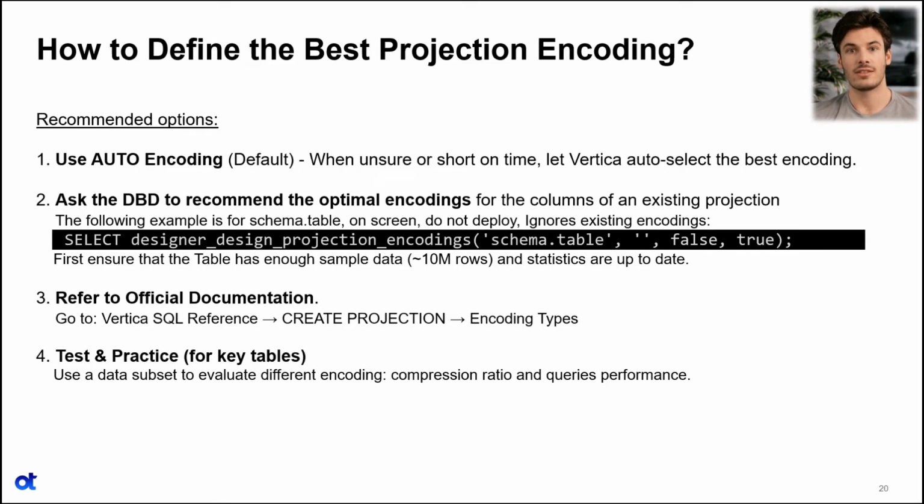Make sure you specify false in the right place to ensure DBD does not deploy it, as this is for evaluation only. Consider also the official docs, as shown in the slide, for all encoding types. Keep in mind that the optimal encoding for compression may not always deliver the best query performance and vice versa. In many cases, AUTO encoding offers the most balanced and efficient solution.